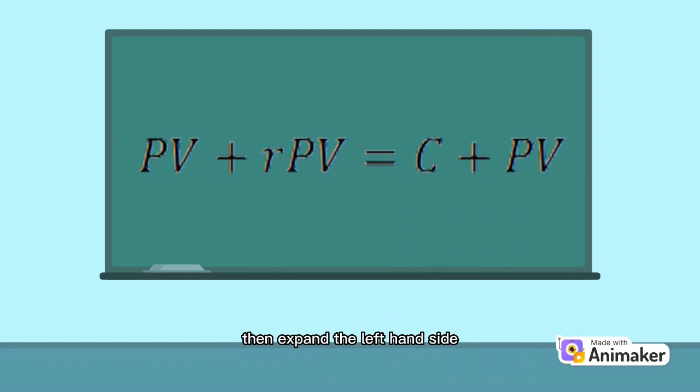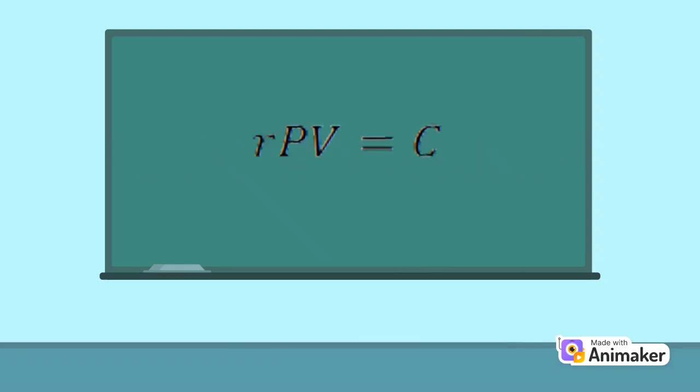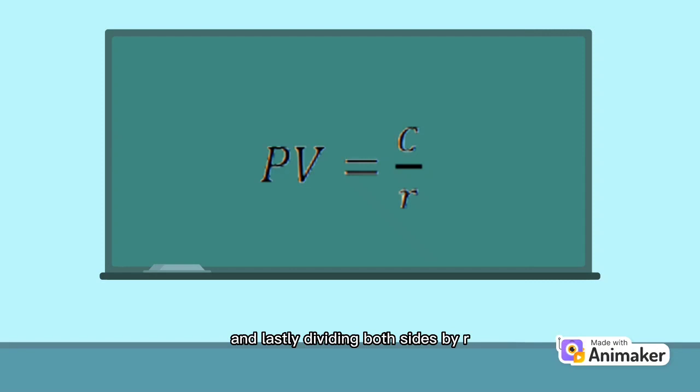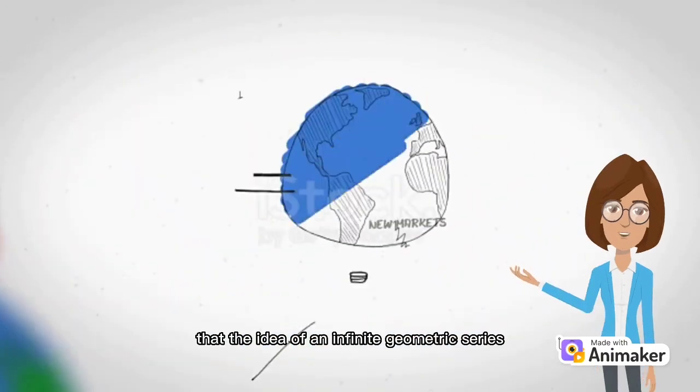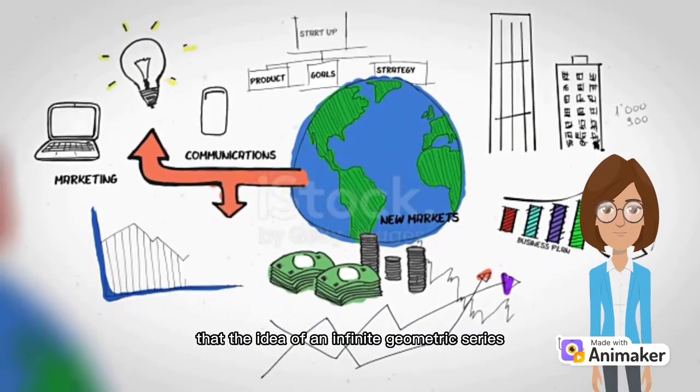Then, expand the left-hand side, where PV plus r times PV equals c plus PV. Then, subtract PV from both sides, where r times PV equals c. And lastly, dividing both sides by r gives us the present value formula for perpetuity, which is PV equals c over r.